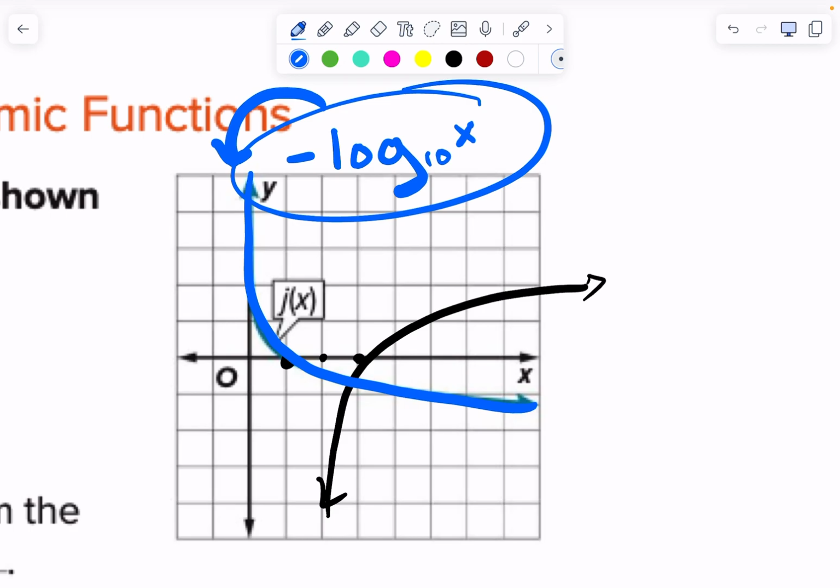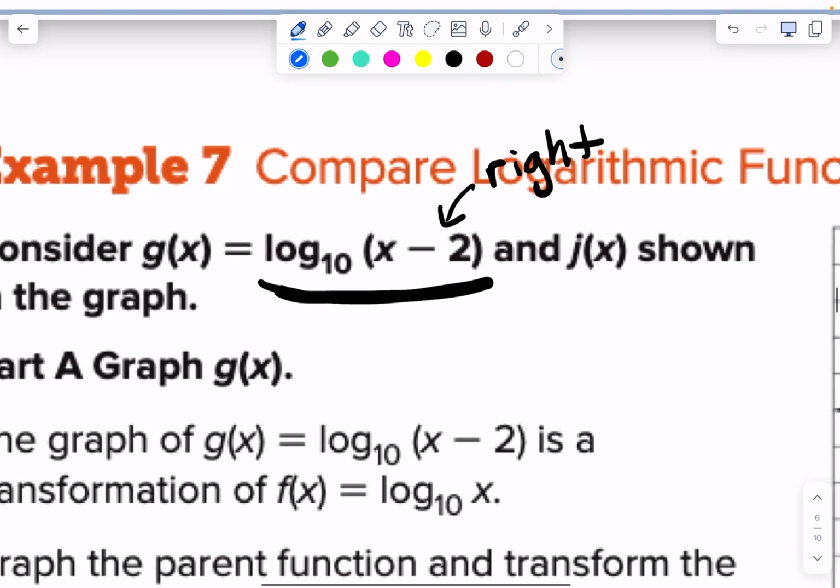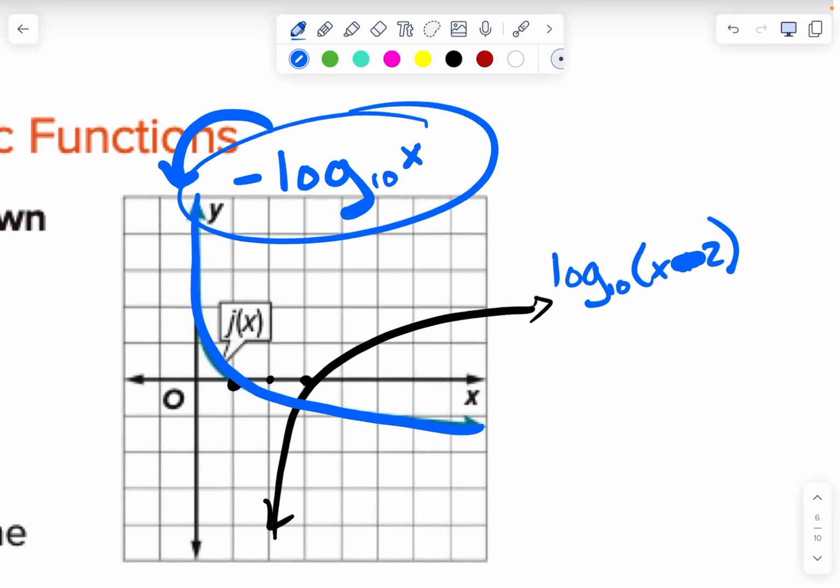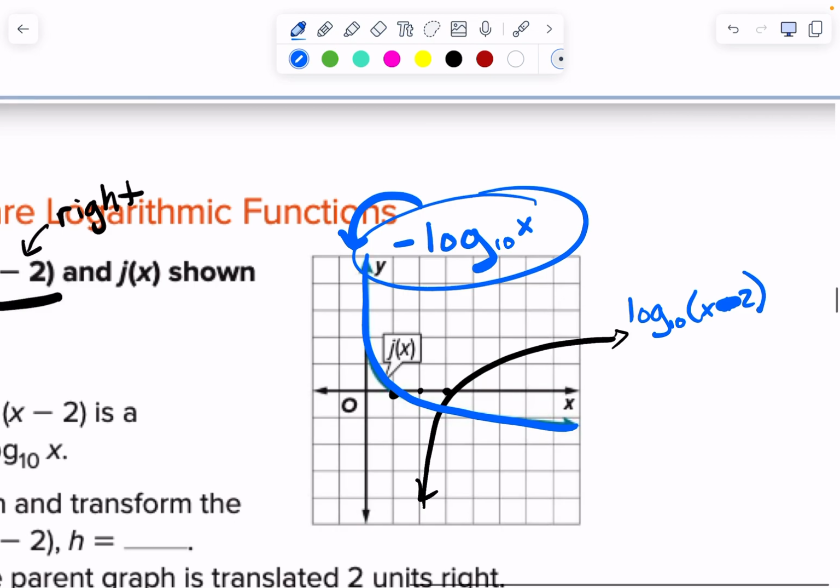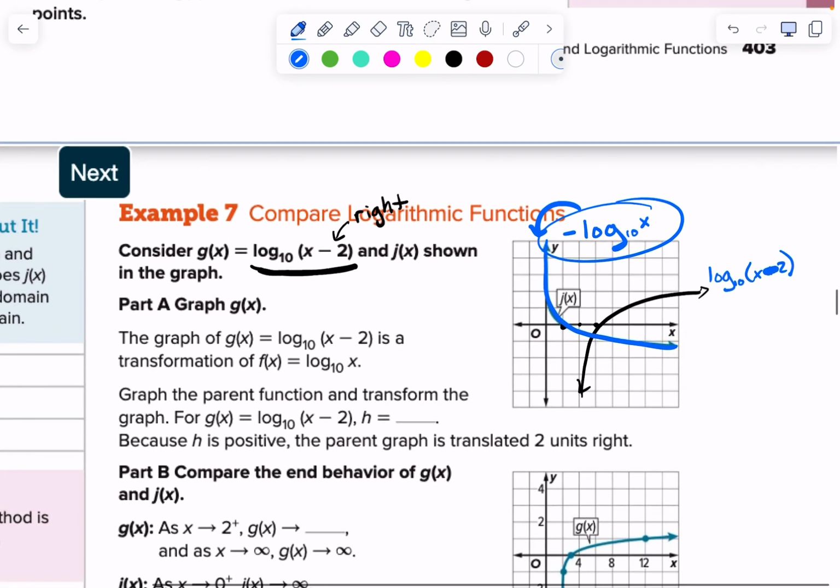Wait, so the one that I drew is log base 10 of x plus 2. No, minus 2. So it's opposite. Yes, it's opposite. This guy is the one that I drew in the blue black. This guy is just flipped. Negative in front goes over the x, negative behind the numbers goes over the y. Yep. Okay? So, they're saying consider the graphs shown.